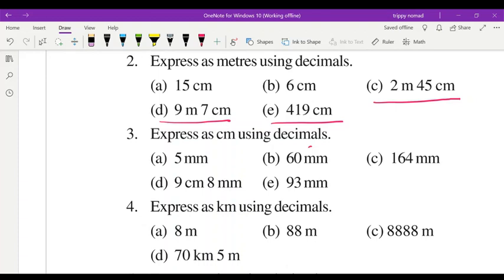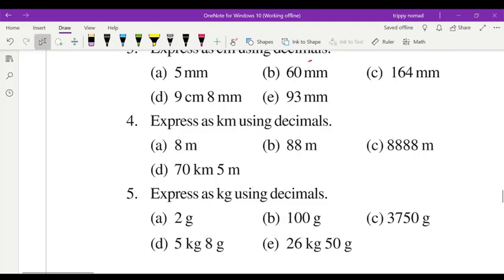Here 9 centimeter, and it will become 8 by 10 plus 9 centimeter, and this centimeter. So it will become 9.8 centimeter. I hope you understood. Same way I explained in the second sum, you will do all the parts of the third sum.